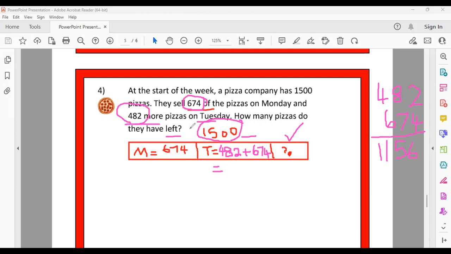Hey, is this question correct? I don't think so. Because now it's already more than 1,000. Oh, yeah. Hold on, let's read the question again. They sell 674 pizzas on Monday, and 482 more. I think they shouldn't have the word more there. The word more is a confusing word. Did you make this? No, I took it off from another resource.